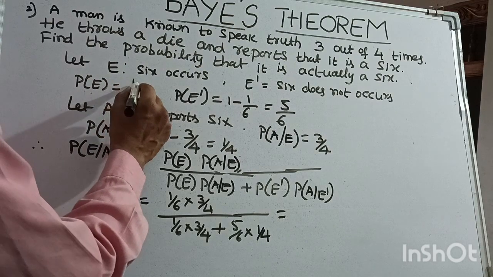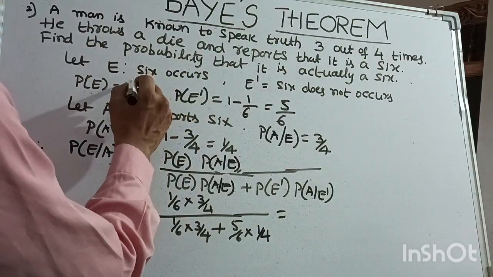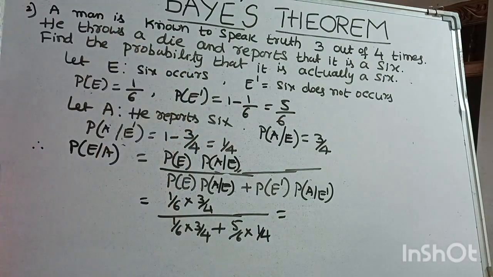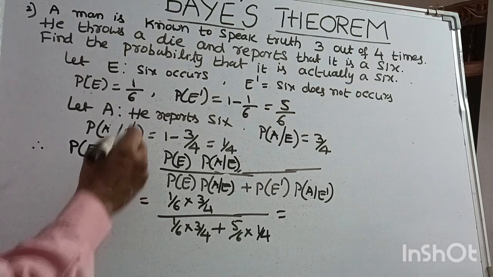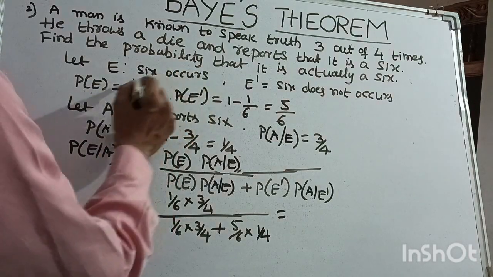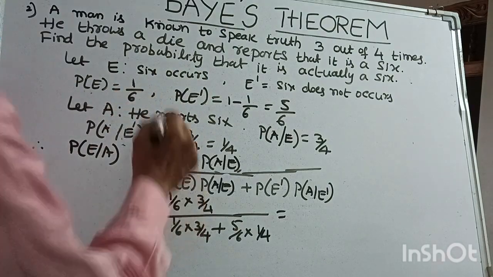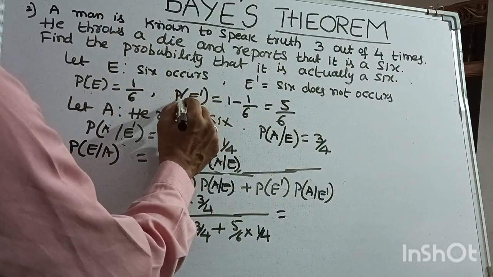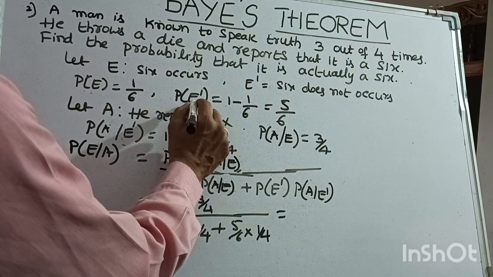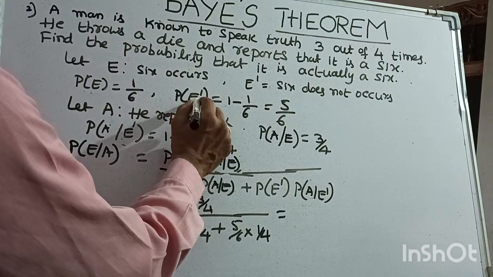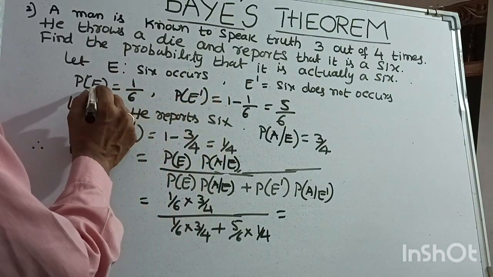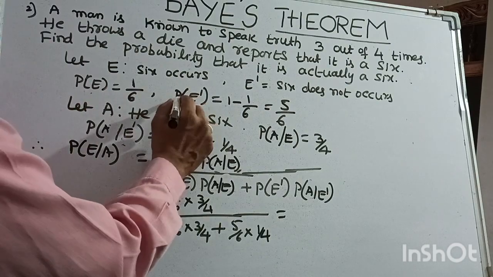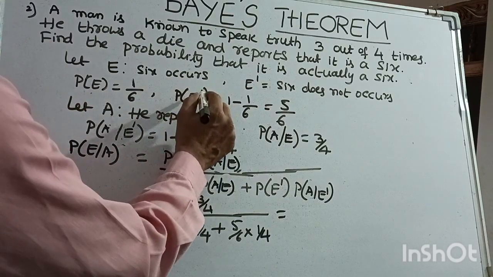So 6 occurs. So there is 1 divided by the total number of elements in the sample space: 1, 2, 3, 4, 5, 6. So the probability that 6 occurs when a die is thrown is 1 by 6. Now, the probability that 6 does not occur. So this E dash is the complement of event E.